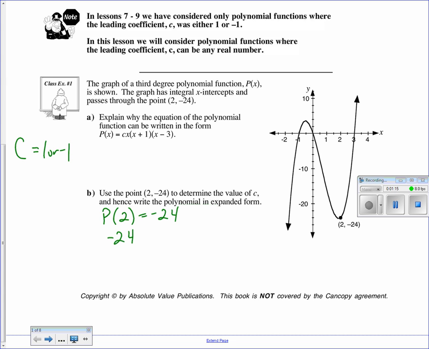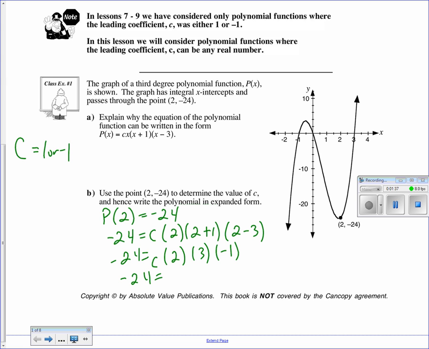So for -24, I get to take all my x values and replace them with 2's. 2 plus 1 and 2 minus 3. So c times 2 times 3 times -1. That's -24. -24 is equal to -6c. That identifies for me that c is equal to 4.